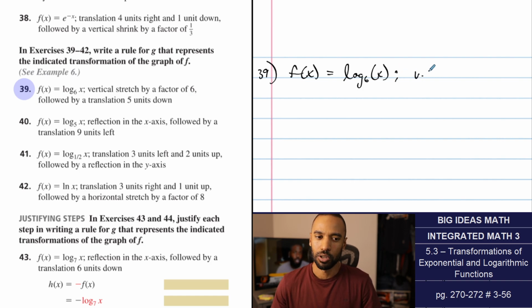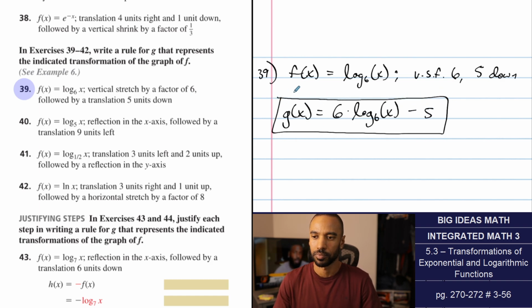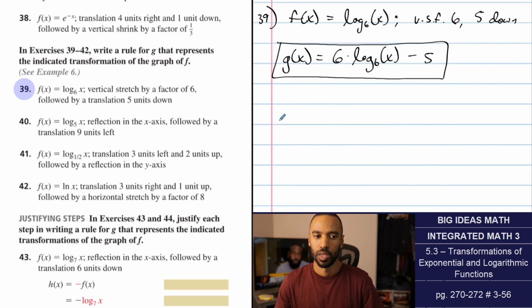This is a vertical stretch by a factor of 6, followed by a translation 5 units down. So we can do these both in one step if we'd like to. Vertical stretch by a factor of 6 is 6 times your function. So that, and outside of the function, we'll go 5 down like this. So that should be the final result there.